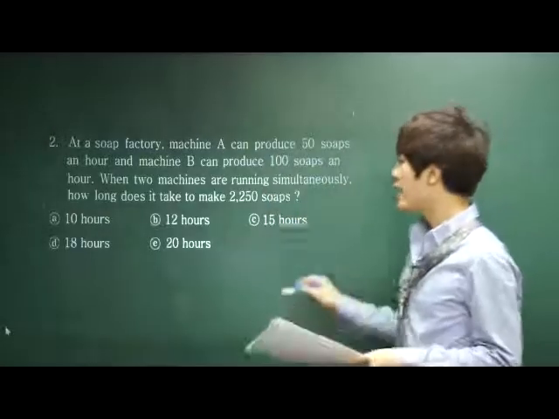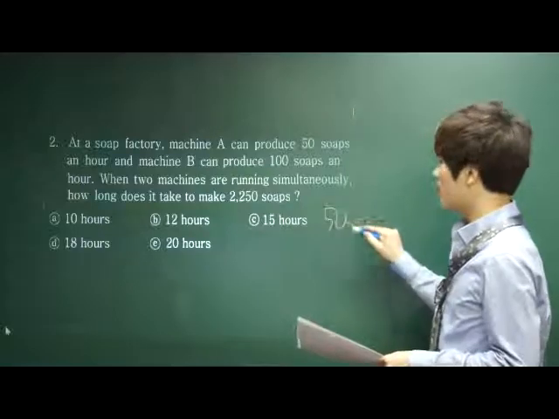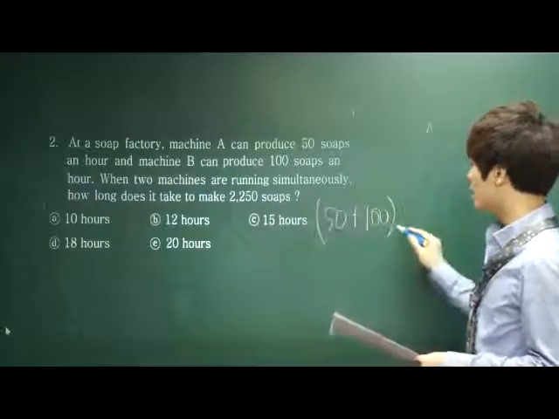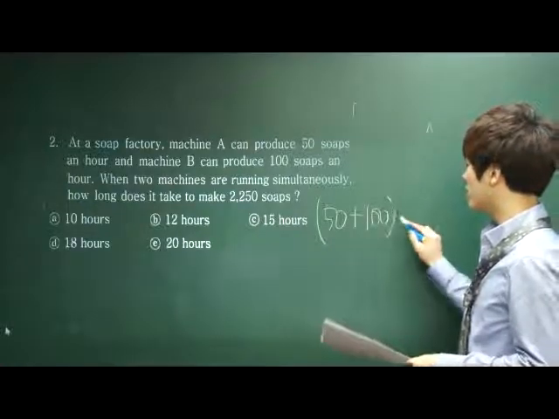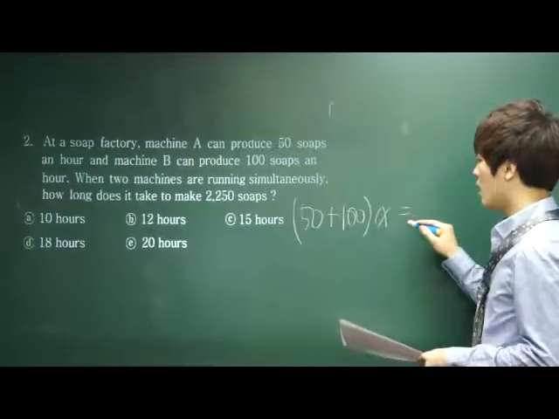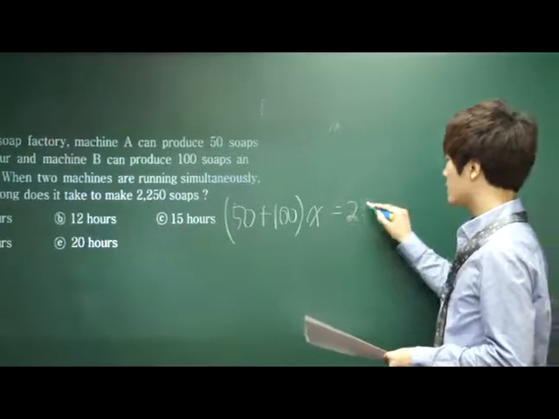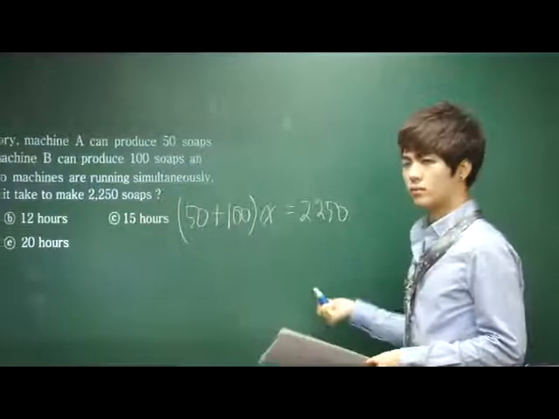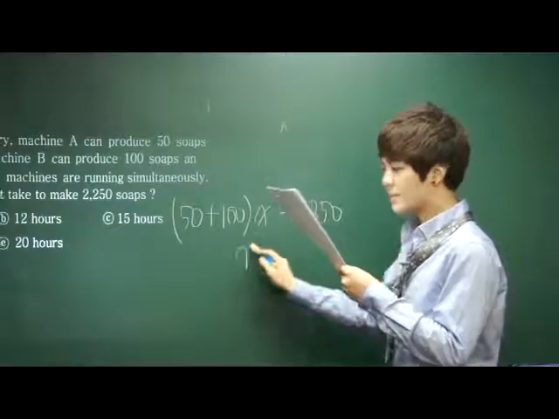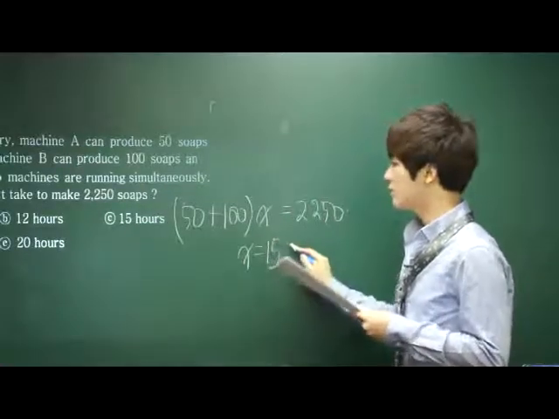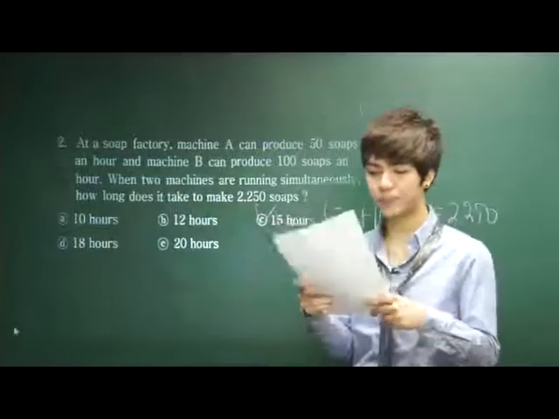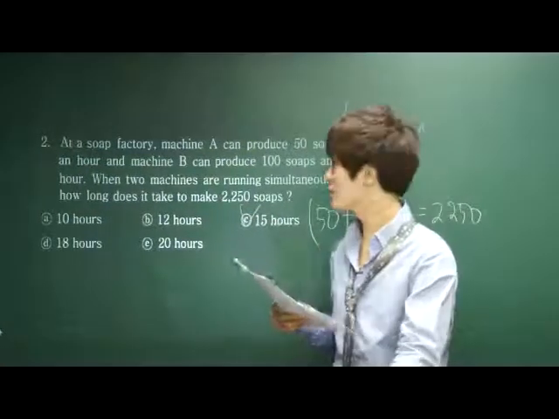So machine A can produce 50 soaps and machine B can produce 100 soaps. If they work simultaneously for X hours, then how long does it take to make 2,250 soaps? This is simple, right? Divide both sides by 150 and you will get X is equal to 15. So it takes 15 hours. Correct answer choice is C. Okay, let's move on to the next question.